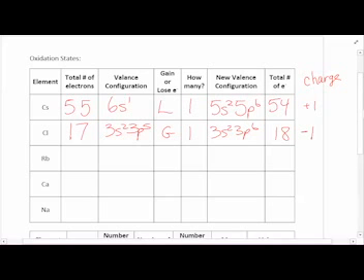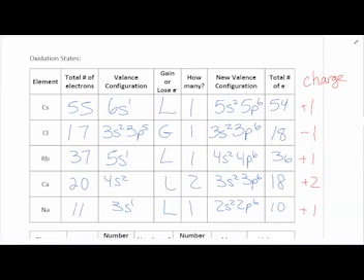So why don't you take a moment to try the remaining 3 on your own. Pause the video and then come back. So here's what you should end up with for your first chart here with your charges. They all are following pretty much the same rules.